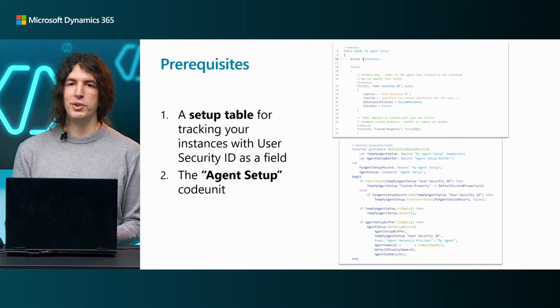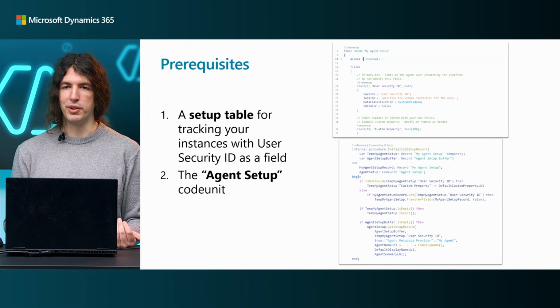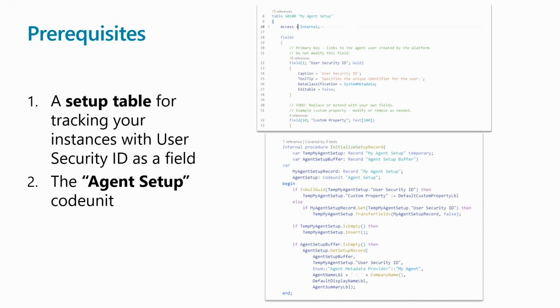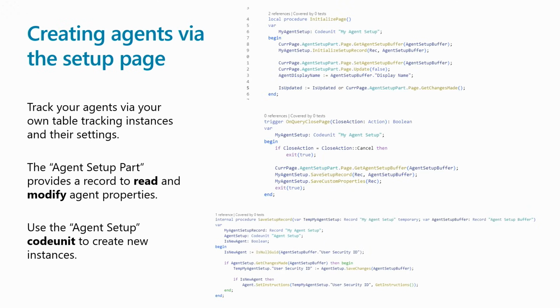What do I need to design a setup page and to make it work? The first thing is that you will need to make your own table to track your own instances. It needs to be a table that has the user security ID as the primary key, which is also what is used for agents. And then it should also hold your custom settings for your agent. And then you can use the agent setup codeunit to make instances of the agent and track them inside this table. The code for the page also goes along those lines.